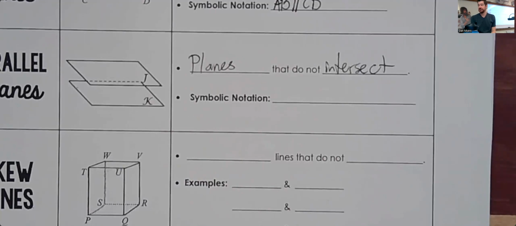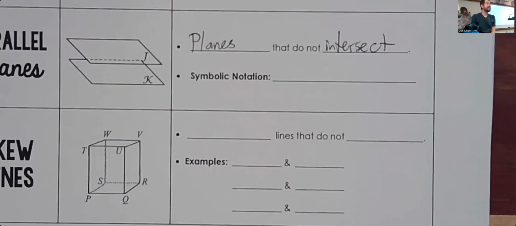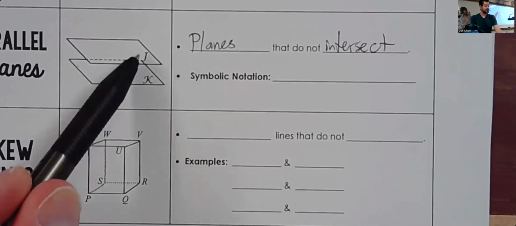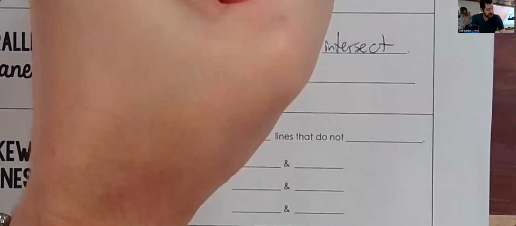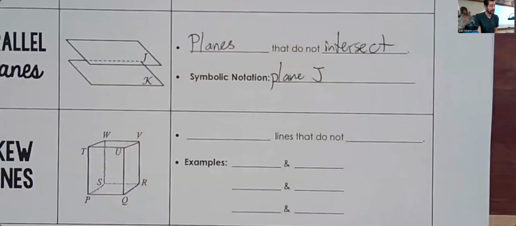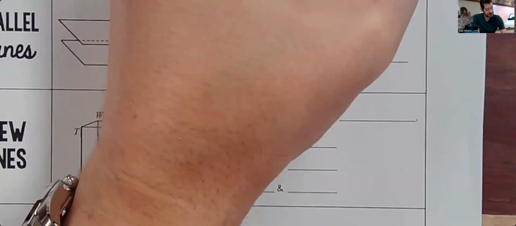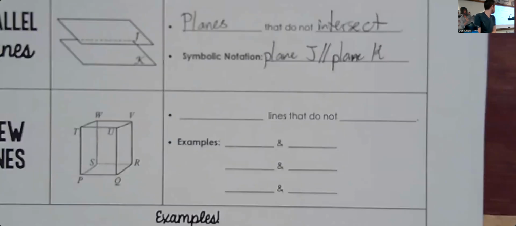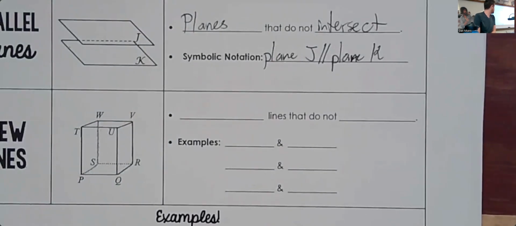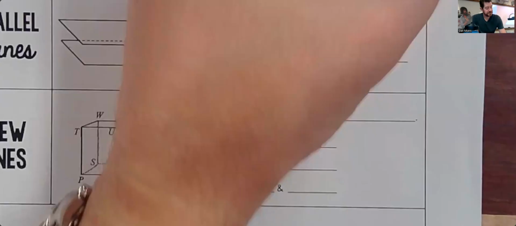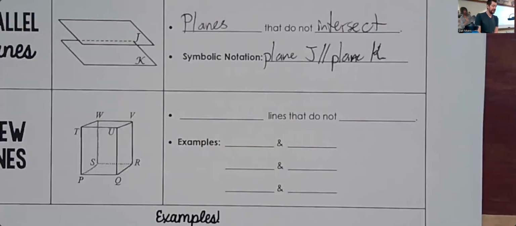The symbolic notation here: remember, if you're going to name a plane, you either need three points that are not all in the same line or a large script cursive type letter. So we can say plane J, because we don't have any points on these planes. We just have them named by the capital script type letters. So plane J is parallel to plane K. That's what we got for parallel.